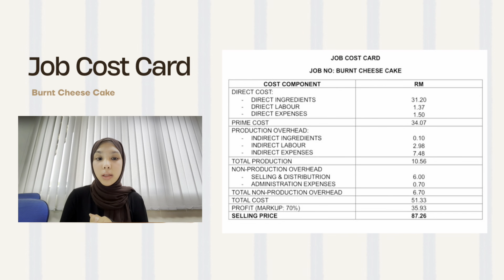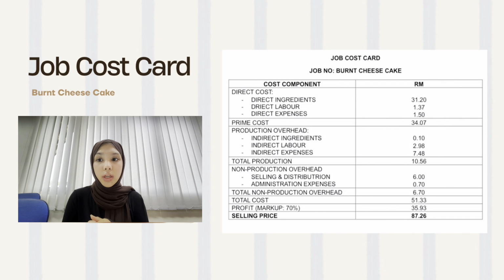Cost card. Job number is a burnt cheesecake. There are a few components in a job cost card. Let's start with the direct ingredients first. The direct ingredients is 31 ringgit and 20 cents. Direct labor is 1 ringgit and 37 cents. Direct expenses is 1 ringgit 50 cents. All this is a direct cost. And then we total up the numbers, we will get the prime cost, which is 34 ringgit and 7 cents.